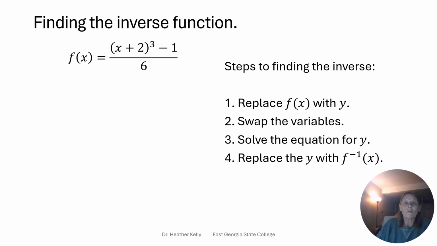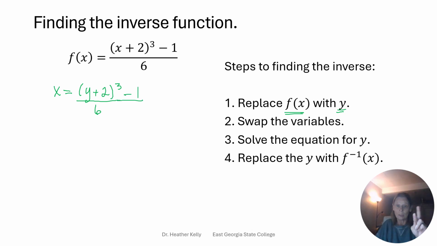I have the steps to finding the inverse here, and you might have learned it a little bit different way, but the first step in finding the inverse for me is replacing f of x with the variable y. Of course, they are the same, and then swapping those variables. So I'm going to do both steps here. So I'm going to say x is equal to (y plus 2) cubed over 6. Oops. That was a -1 in the numerator.